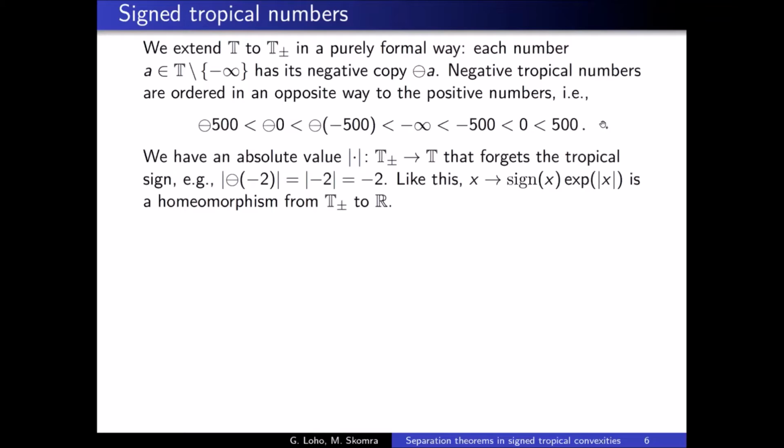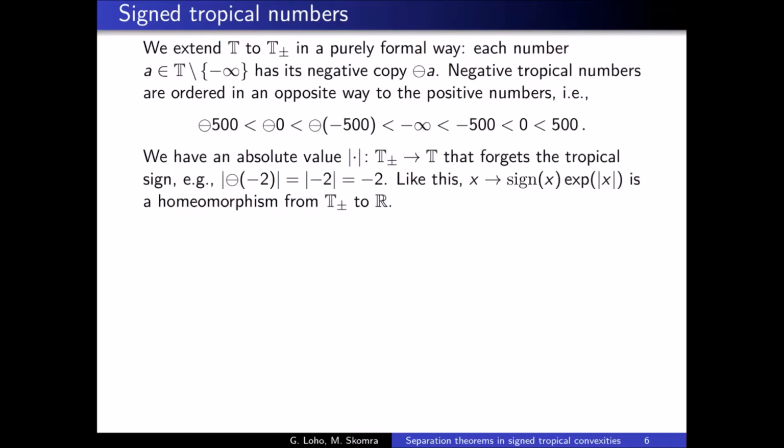And you can even formalize it by saying that, now that I have these tropically signed numbers, I also have an absolute value function that simply forgets the tropical sign of a number. So the absolute value of -2 here is 2. I just forget this first tropical sign. And in this way, this function that to x associates its sign times the exponent, so this signed exponential function, gives you a homeomorphism between the signed tropical numbers and the real numbers. So we can simply say that these signed tropical numbers are just a fancy transformation of the real numbers using some kind of signed logarithmic function.